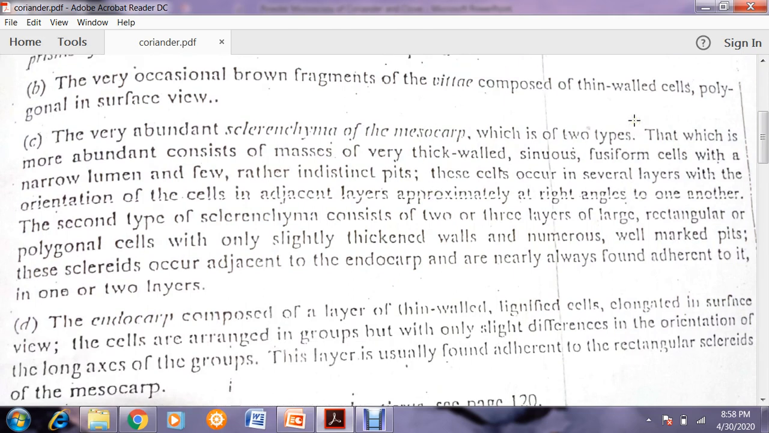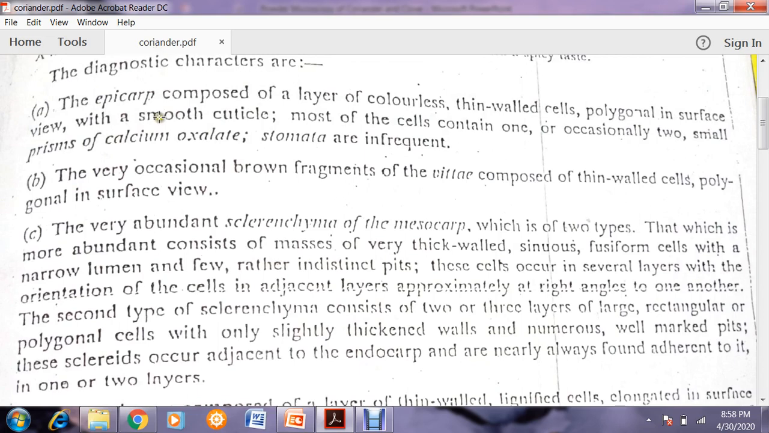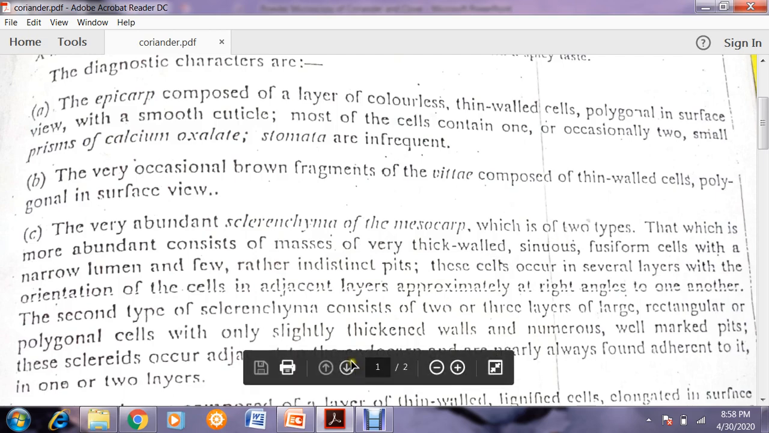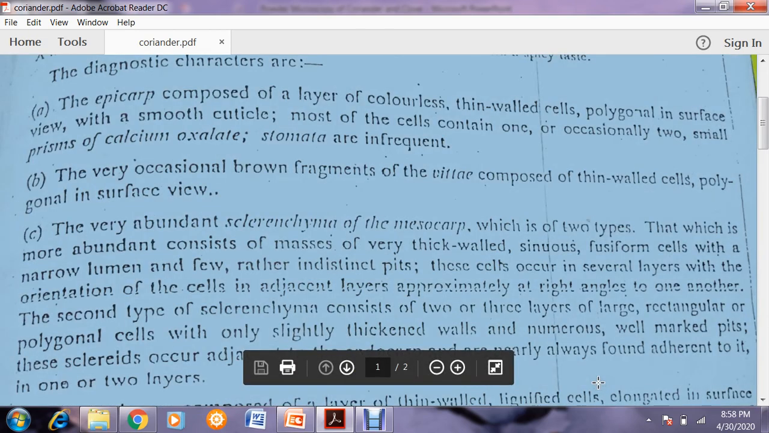So what we have studied, let's repeat it. The first one is the epicarp containing the cuticle, calcium oxalate and stomata. The second one was the testa cells. The third one is the sclerenchyma of the mesocarp, which are of two types. The first one is thick walled cells and the second one is the thin walled cells.